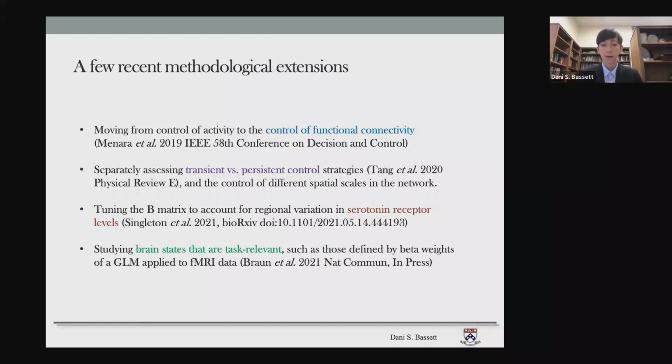Fourth and finally, I think it's particularly exciting to study brain states that are task relevant, so relevant for cognitive dynamics, such as those that are defined by beta weights of a general linear model applied to fMRI data. This is a really nice connection to cognitive function and understanding why that particular pattern of activation exists and how the brain got there and how it may move from one pattern of activation to another pattern of activation.